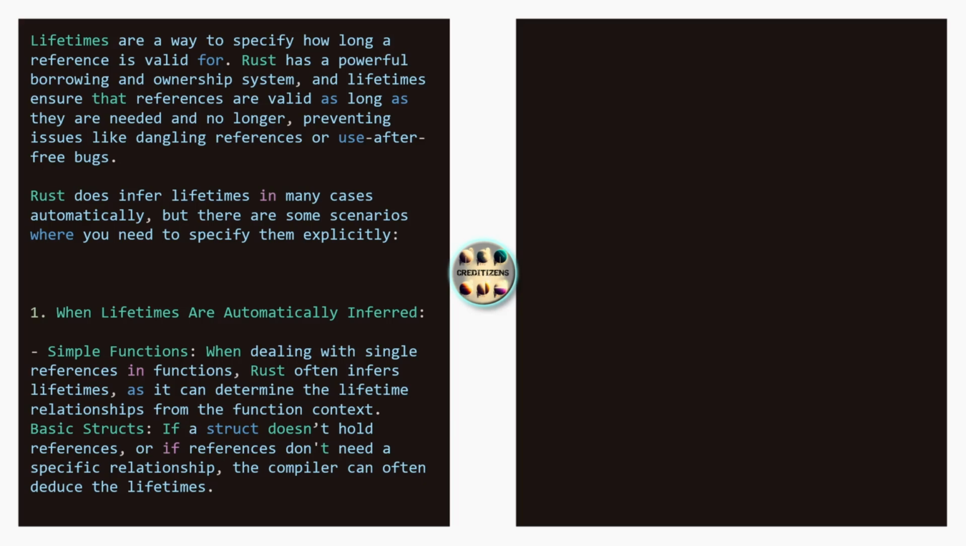Basic structs. If a struct doesn't hold references, or if its references don't need a specific relationship, the compiler can often deduce the lifetimes. So when it's very simple, you don't need to specify those lifetimes.